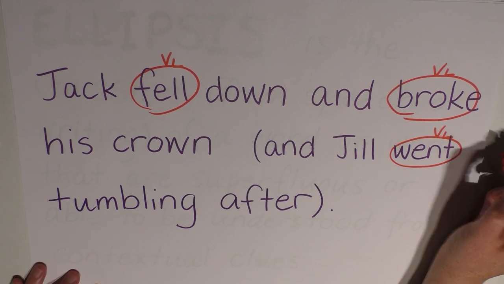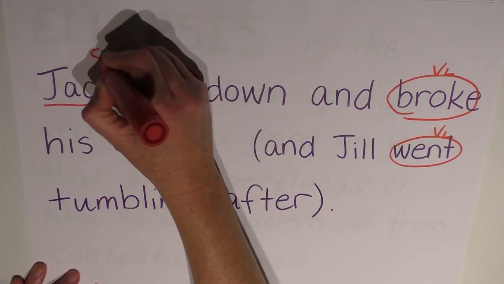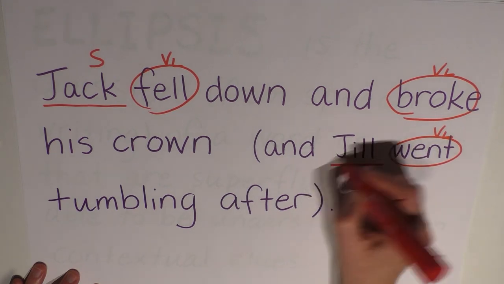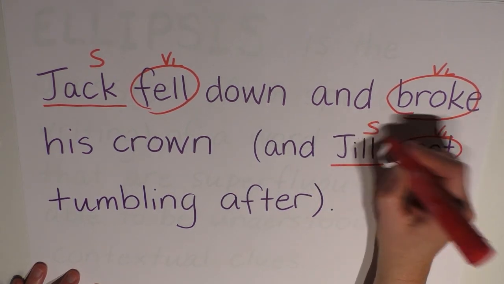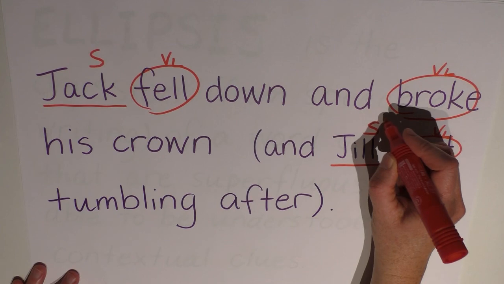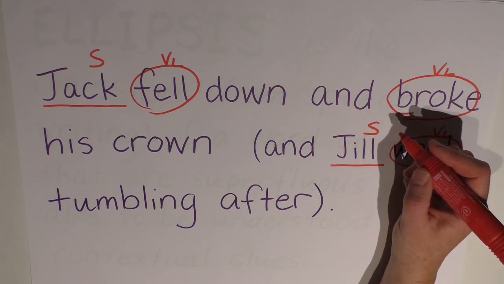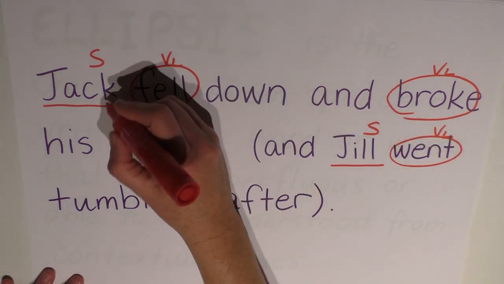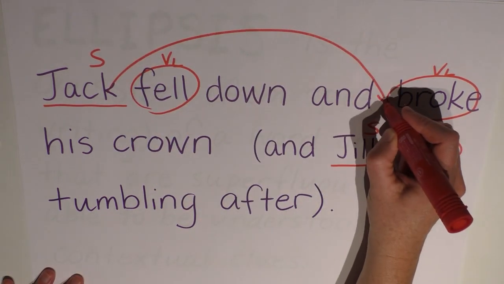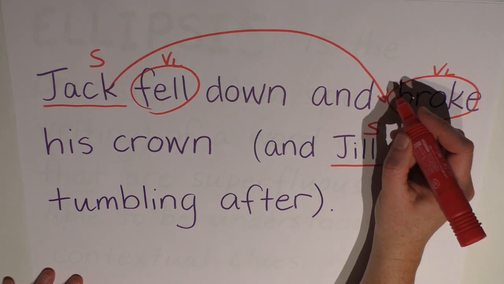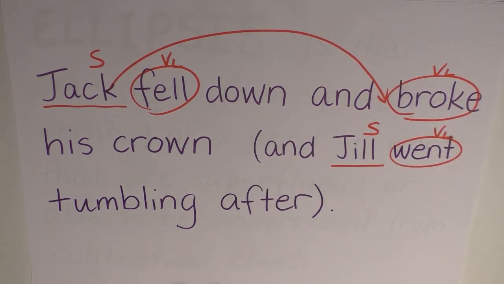Now we need to find the subjects. We have Jack as the subject for fell. We have Jill as the subject for went. But what is the subject for broke? Well, there isn't one, but we know who it's referring to, don't we? It's referring to Jack. It doesn't say it explicitly, but we know it to be true. With compound sentences, sometimes the subject can be omitted if it's already contextually evident from the previous clause. And this is another example of ellipsis.